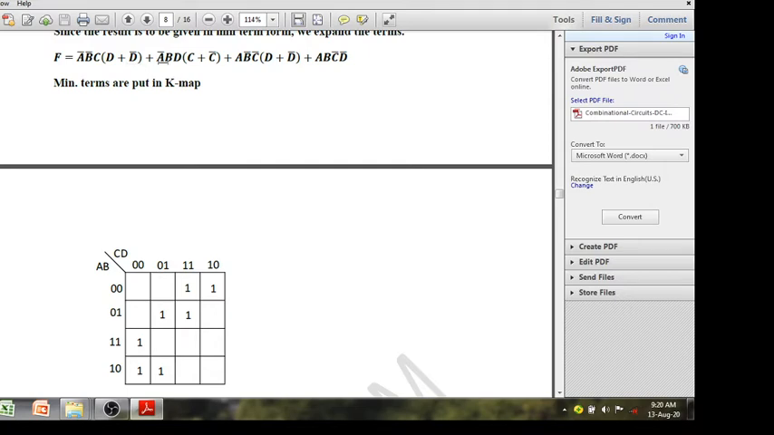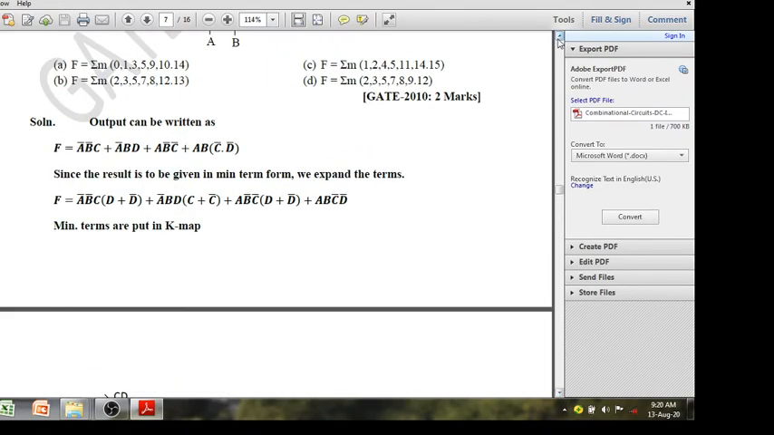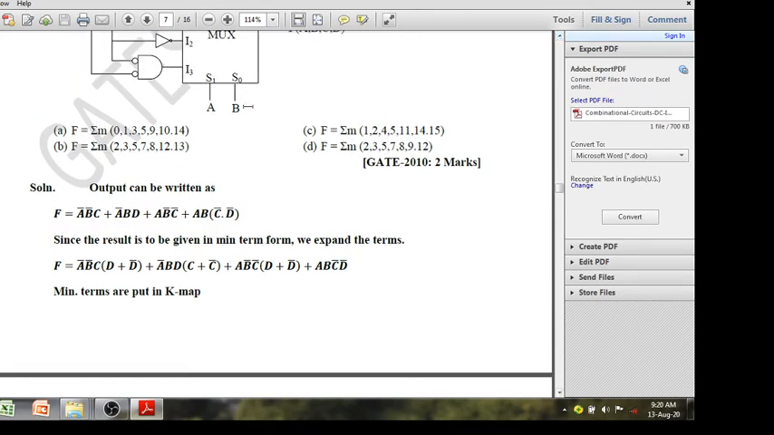So it is 2. A bar B C D is 0, 1, 1, 1, so 7. Similarly A bar B C bar D is 0, 1, 0, 1. It is 5. So just like this you can determine the value. A B C bar D bar is 1, 1, 0, 0, 12. So this is your correct answer. Again the answer is D. Just you have to remember the equation.